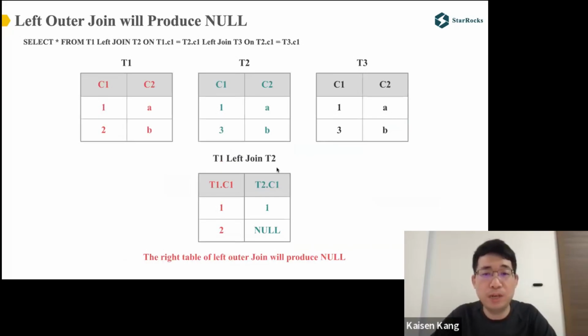Before introducing the multi-left join collocate, let's first confirm the difference between the left join and the inner join. We all know that the left join preserves all rows from the left table, and for any row in the left table with no corresponding match in the right table, the corresponding columns in the right table are populated with null values. As shown in the diagram, the second row in column C1 of table T2 is assigned a null value.